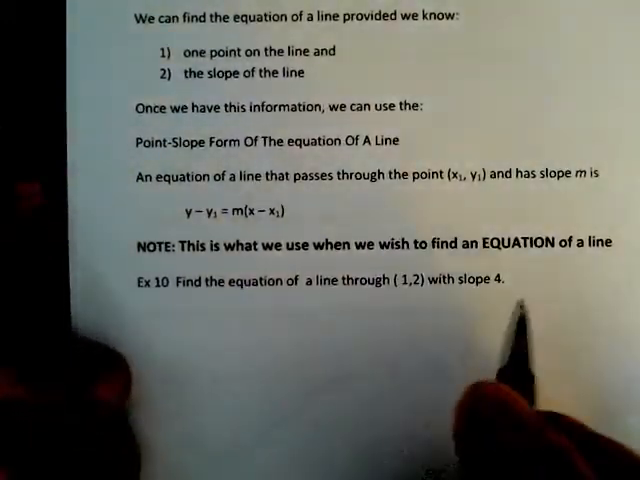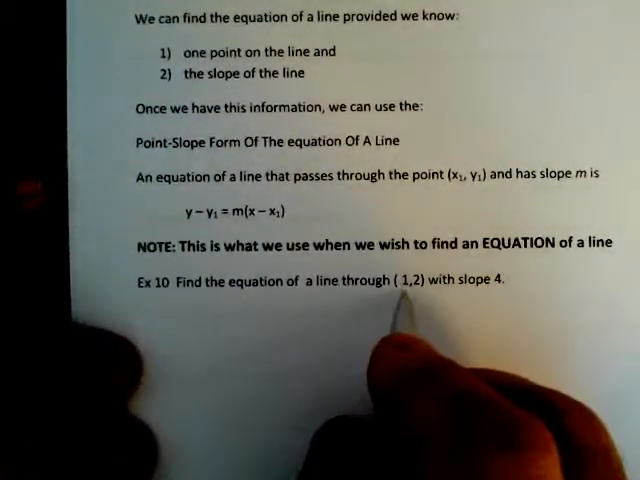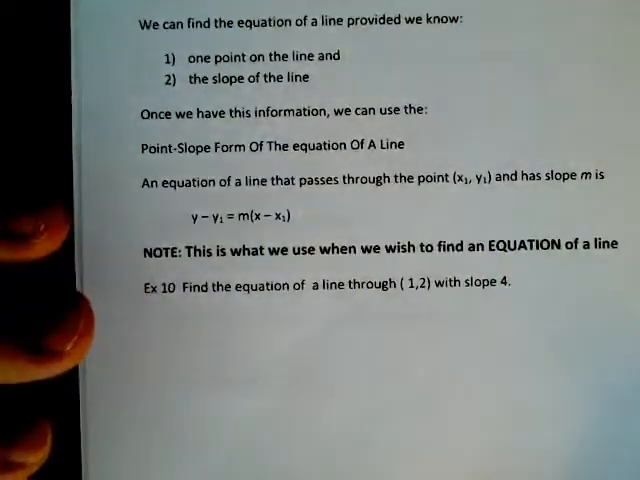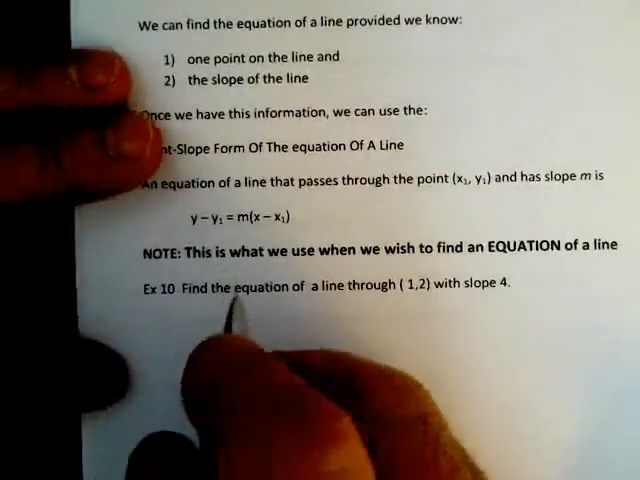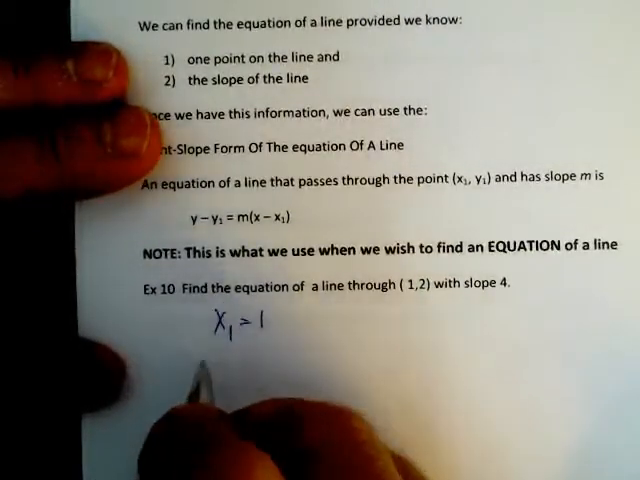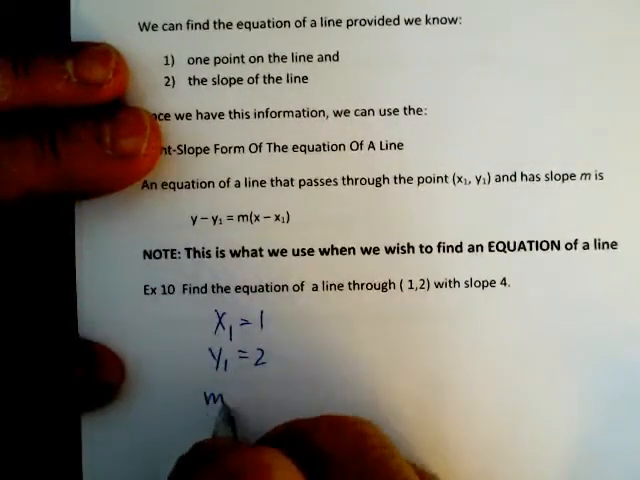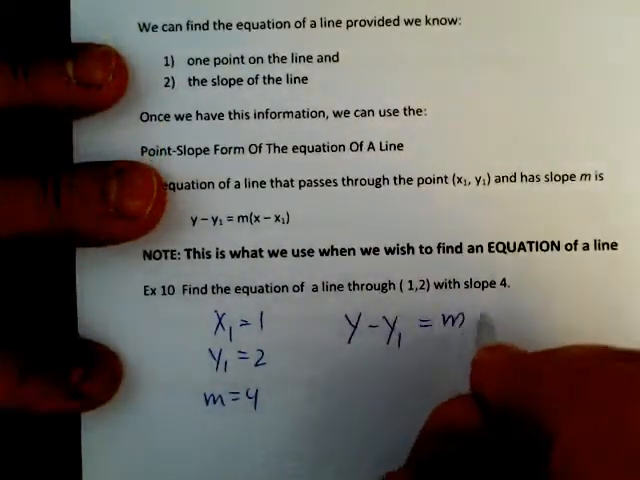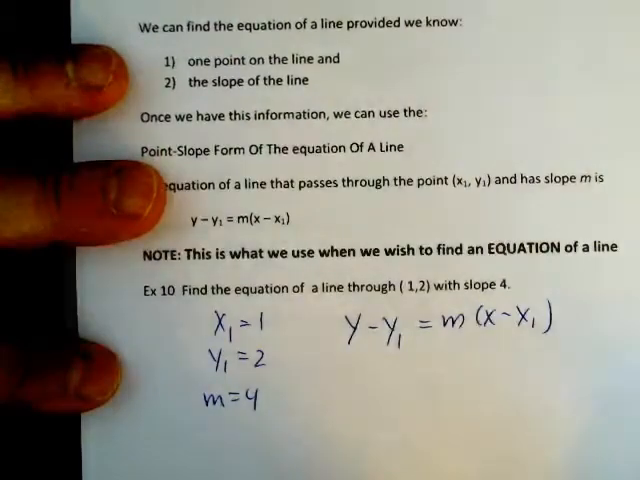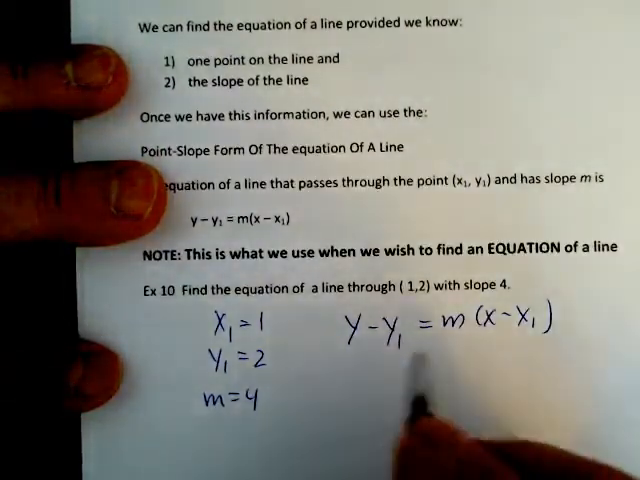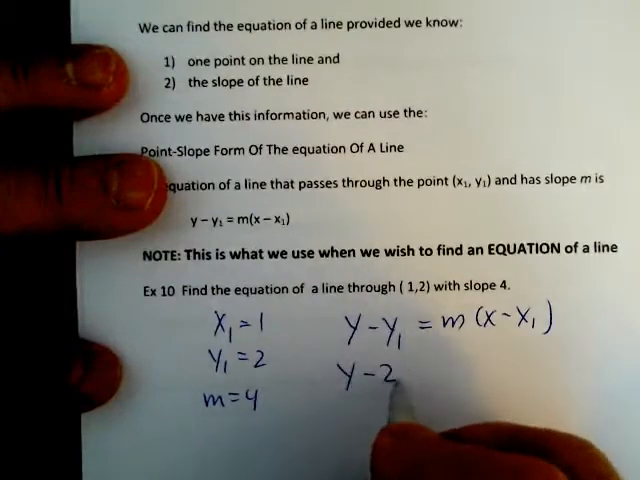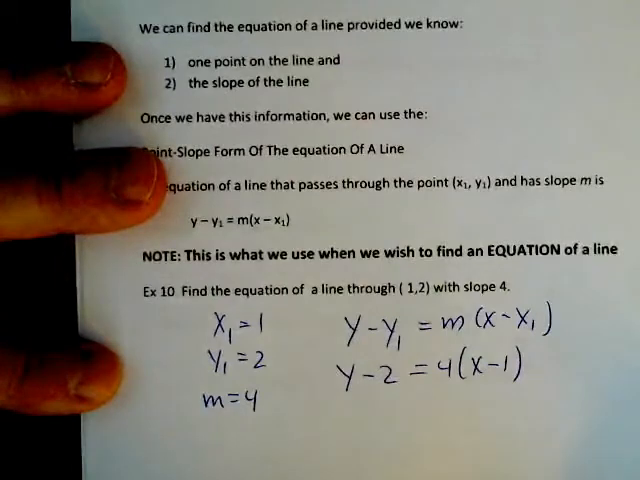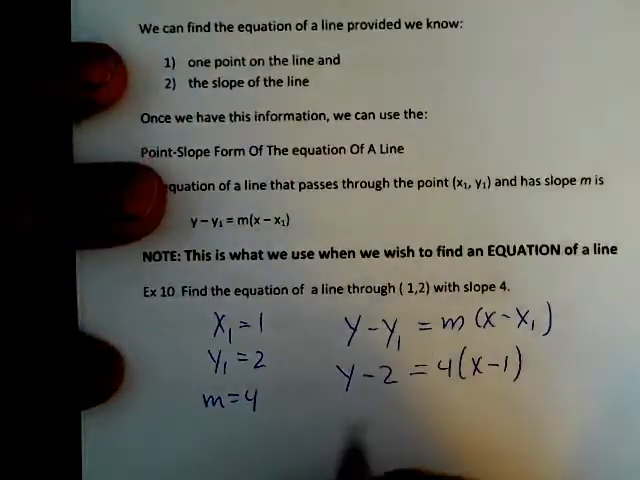So let's look at an example. So I've got my point, I've got my slope, and what I know is that x1 is 1, y1 is 2, m is 4. I write down this formula, the point-slope formula, substitute in, and then solve for y.